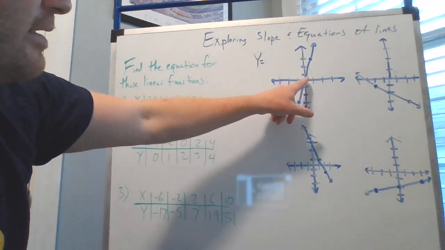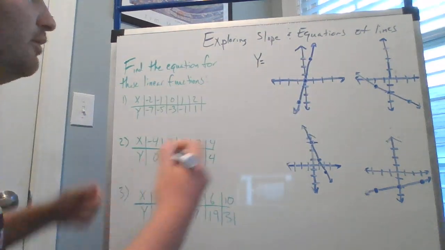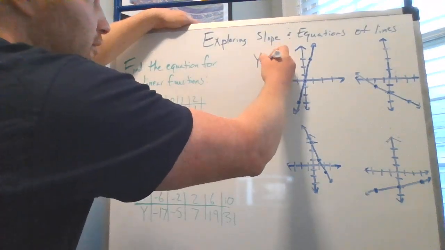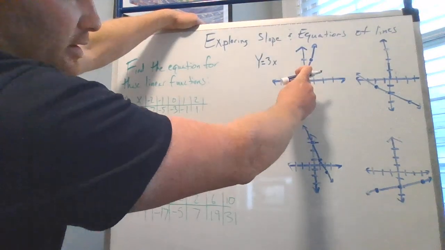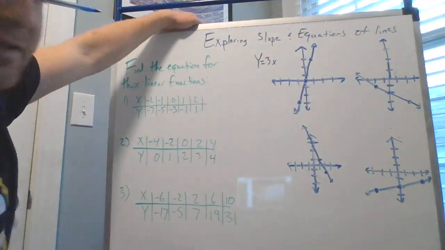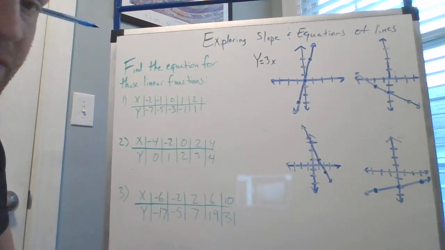So I'm looking here, the next thing I ask myself is, how much does it rise? How much does it run? Well, it rises 3 and it runs 1. So my slope is 3. And my y-intercept is 0, so I can just leave it as such. No need to put plus 0 or minus 0, because you'll never see that in anything we do in math.